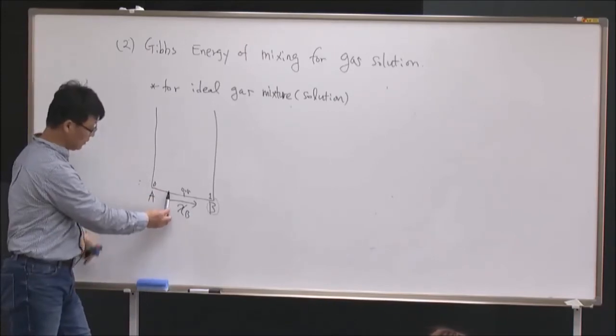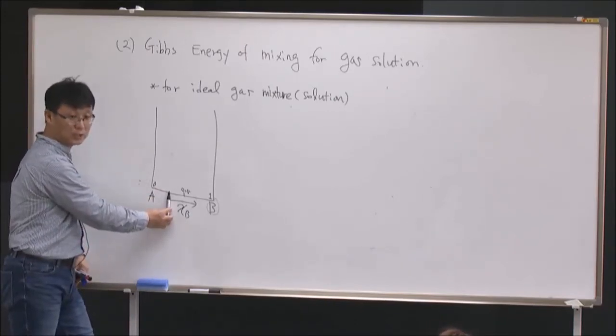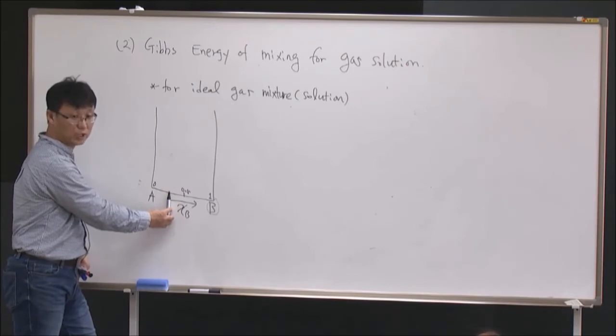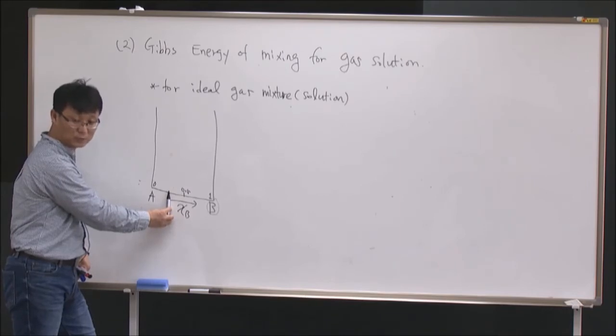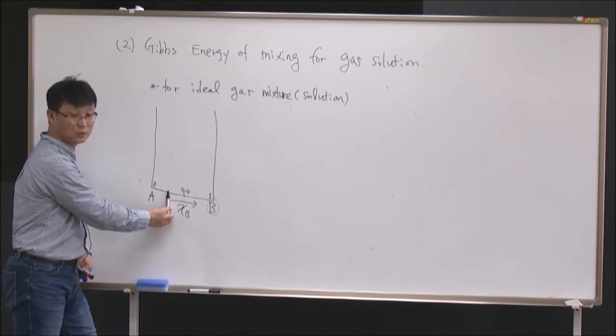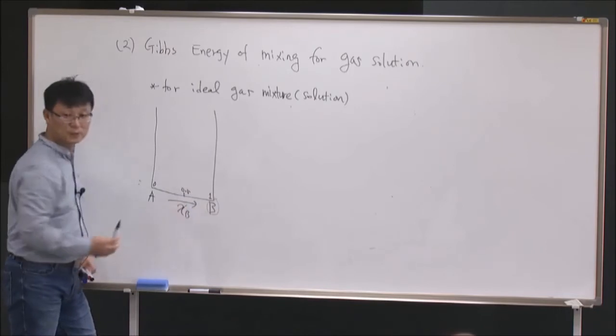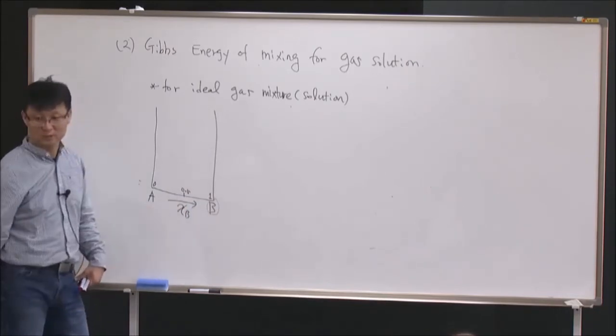So if around here my mole fraction of B equals 0.25, then the mole fraction of A equals 1 minus 0.25, so it's 0.75. Is it okay? And the other way around. That's how we read the x-axis here.